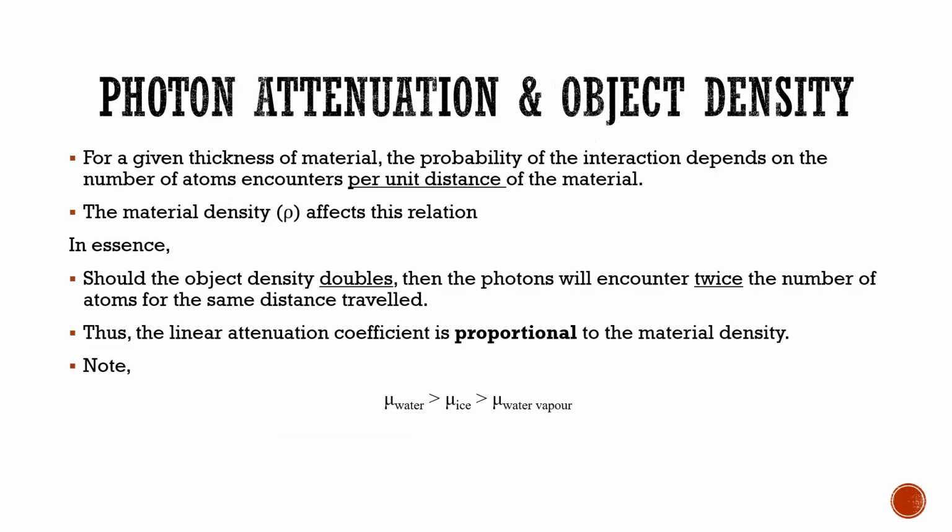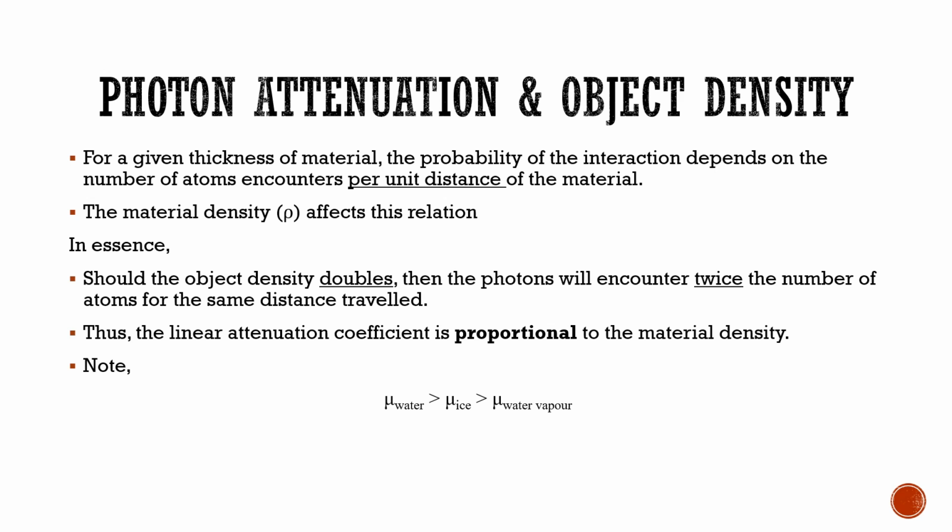So one thing to note regarding attenuation of photons as it relates to the object density, we say that for a given thickness of a material, the probability of the interaction depends on the number of atoms encountered per unit distance of the material. Thus, material density, ρ, affects this relationship. In essence, should the object density double, then the photons encountered by the material will be twice as many for the same distance traveled. Thus, the linear attenuation coefficient is proportional to the material density.